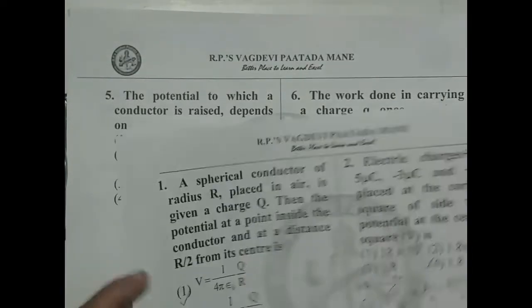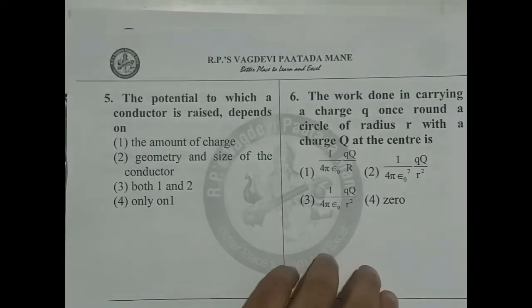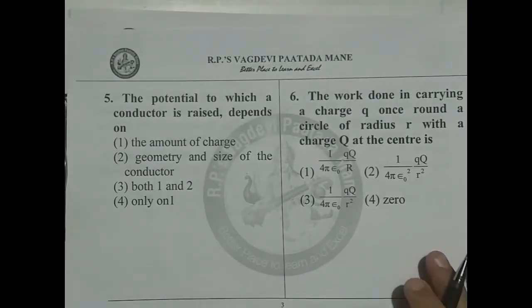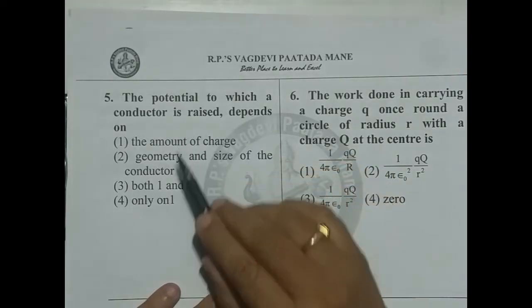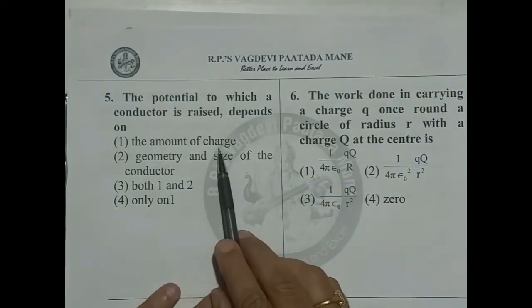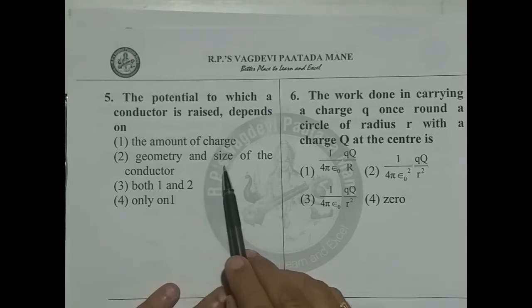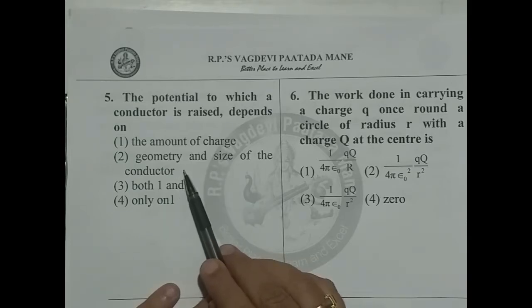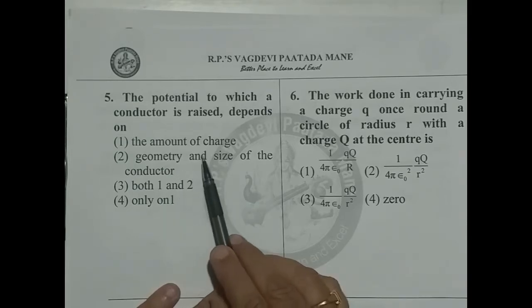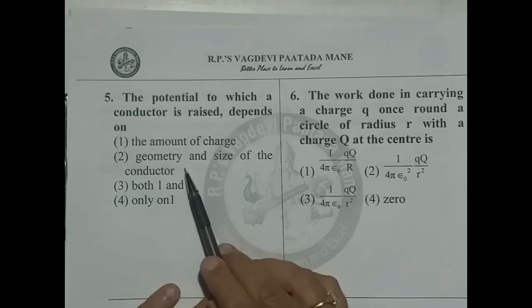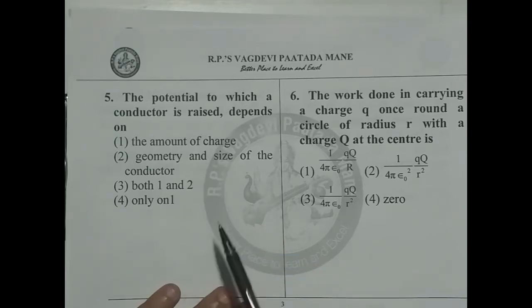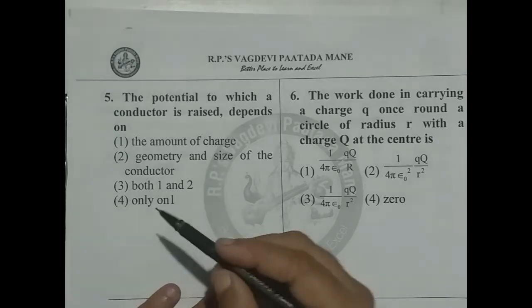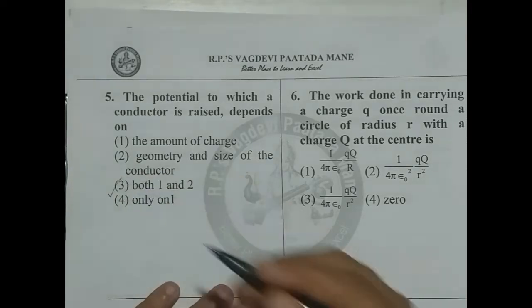Now going for the fifth one. The potential to which a conductor is raised depends on the amount of charge, that is correct, and the geometry and size of the conductor. Definitely shape and size also matter. Therefore the amount of charge is a dependent factor for the potential, and geometry, shape and size also matter. Therefore both 1 and 2 are the options.